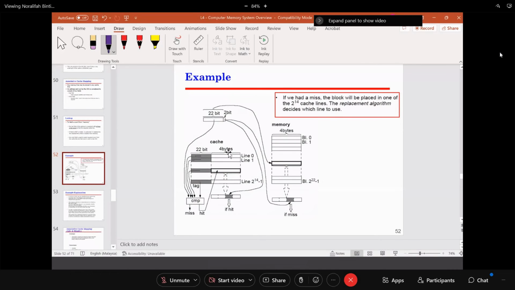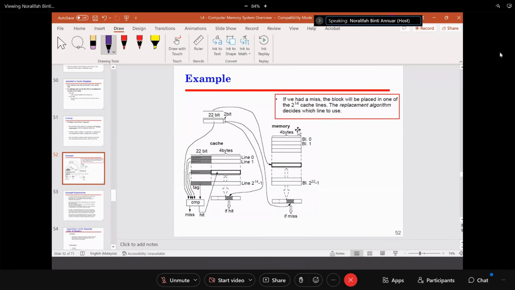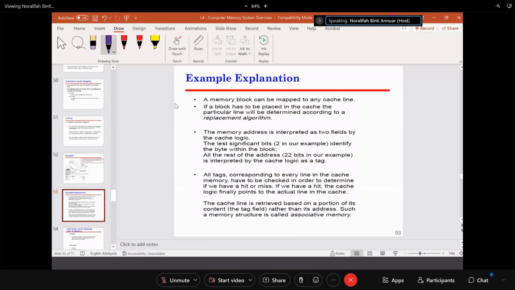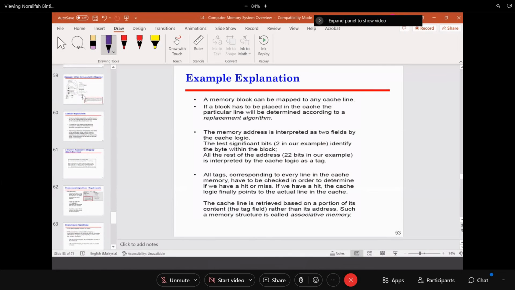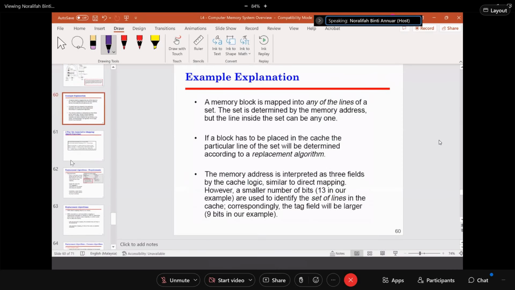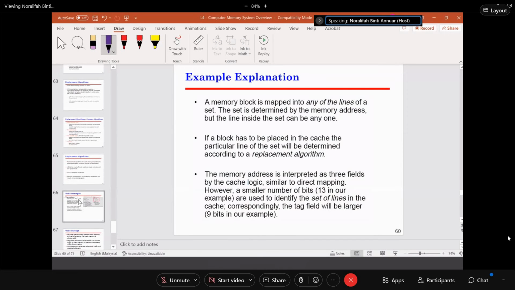Sama. Cuma dia ada panjang, so you can try the homework lah with 14 cache line. Sama sahaja. Ni ada explanation, dia proper explanation, maksud saya in proper English, in proper setting. Ni baca sama je. Okay, ni pun sama.